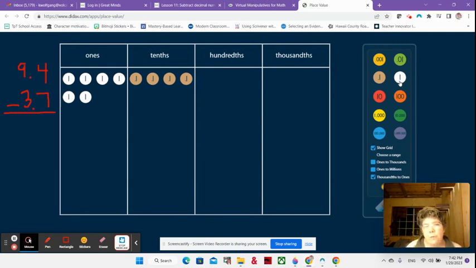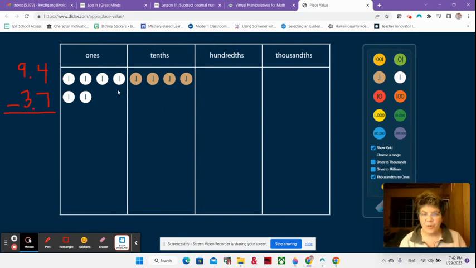Now, 4/10 minus 7/10. I have 4/10 here. Can I take away 7/10 from that? No, I can't do that, can I? So I need to exchange, right? I need to exchange one of my ones for 10/10, right? Because remember, 1 is worth 10/10. So I'm just going to let this guy hang out here while I bring 10/10 over.